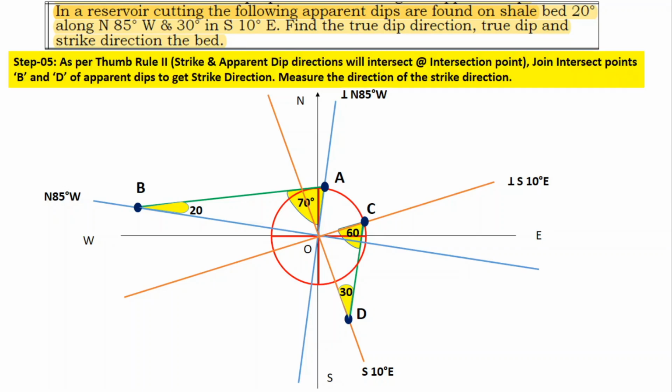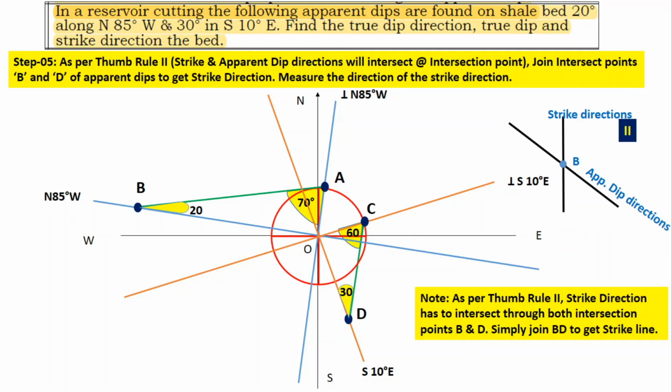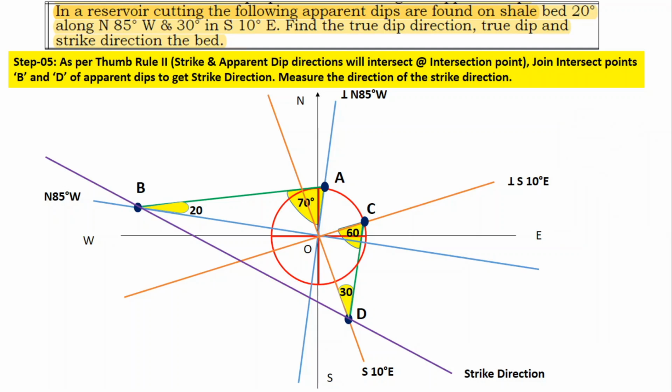As per the second thumb rule, join points B and D. This line represents the strike direction. Measure its direction using the compass.